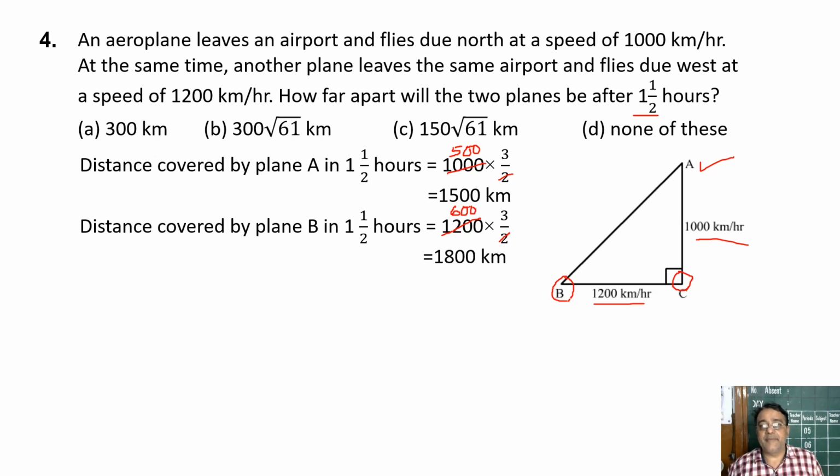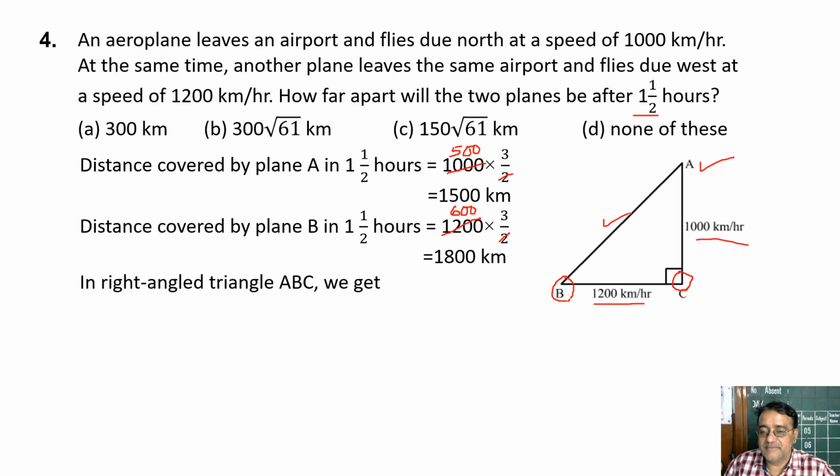Now we need to find AB. So how will you find AB? Pythagoras theorem. Very good. By using Pythagoras theorem. So what you will get if you use Pythagoras theorem? AB square is equal to AC square plus BC square. Now AC is 1500 and BC is 1800. So we'll substitute. 1500 whole square will be 22.